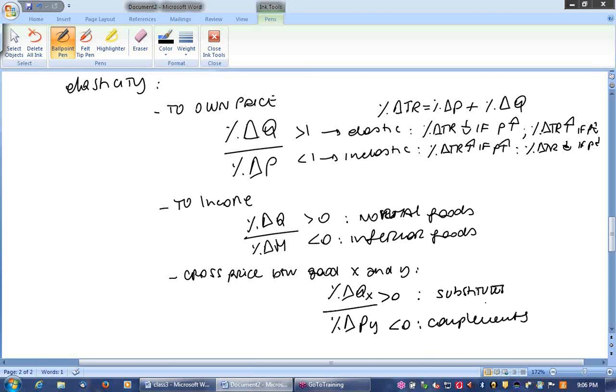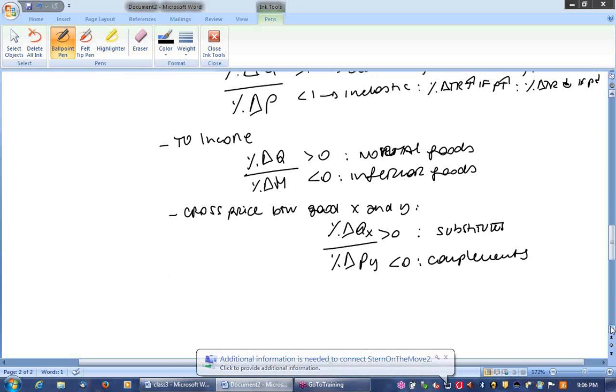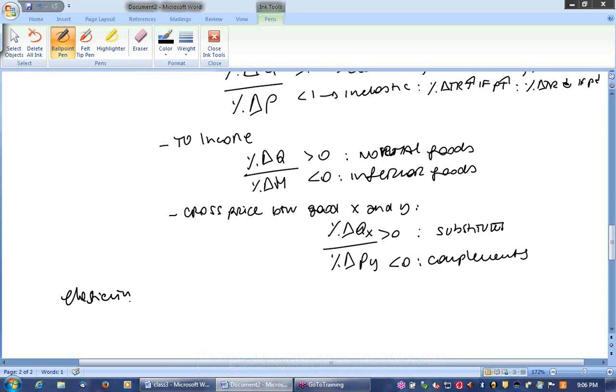Okay, so this is all you have to know about elasticity, plus the other formula for elasticity. That is, elasticity can be considered as the percentage change in quantity divided by percentage change in price, or another formula, but equivalent.